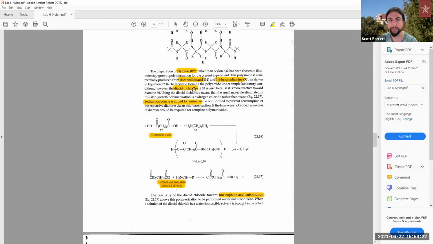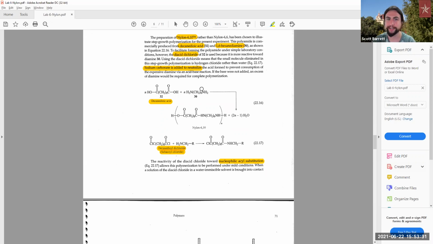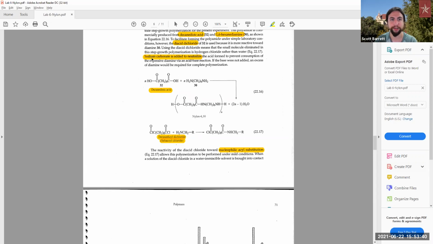So additionally, the diacid dichloride can be used, and this is a very good, very strong, however, also very reactive. So this is a reason that sometimes we would not use it in lab, because it can be a little too reactive and can also decompose because of how reactive it is. So additionally, to stop the polymerization, you need something to quench or to stop the reaction. And in this case, sodium carbonate can be added to neutralize the acid to prevent consumption of the expensive diamine. That would mean you have your polymerization running, it's going, it's going, it's going. Toss your sodium carbonate in there to quench it and to stop the reaction.